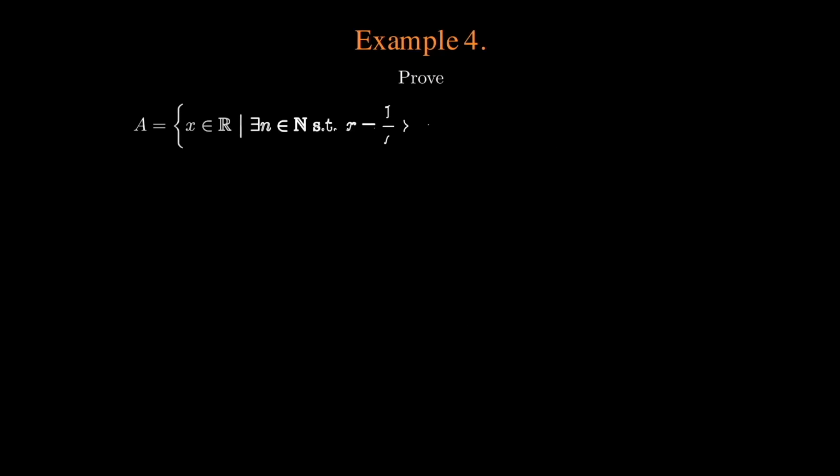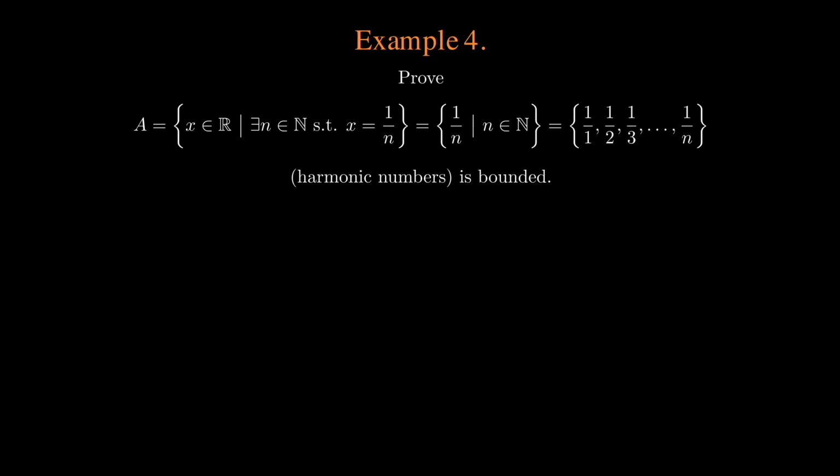Now we'll look at a common set of numbers in analysis called the harmonic numbers, which I'll represent in 3 different ways. Our goal being to prove that the harmonic numbers are bounded, meaning bounded below and above. Visually, the harmonic numbers start on 1 and move towards 0, telling us it's most likely bounded between 0 and 1.